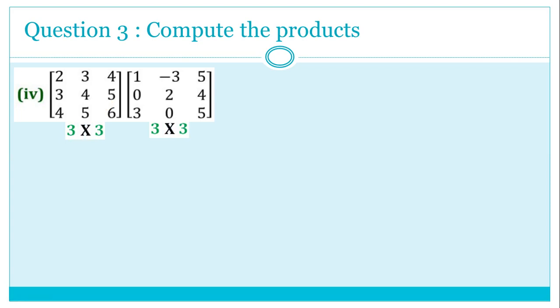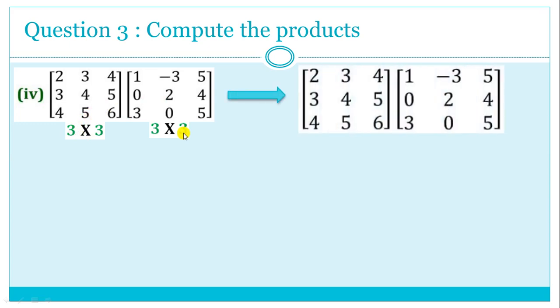We can clearly see that both the matrices are square matrices, and the number of columns of the first matrix is equal to the number of rows of the second matrix. Therefore these two matrices can be multiplied together and the order of the resulting matrix will be 3 by 3.